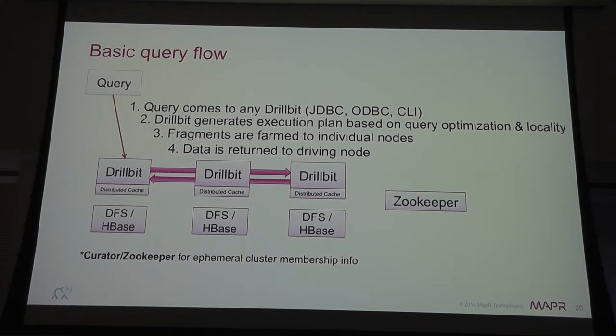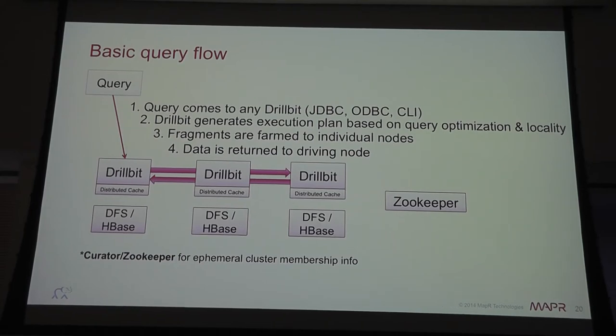Is the query going to a particular drill bit, or is there a load balancer in front of there? Because you probably have this problem. Your connection, in a JDBC format, is literally JDBC colon drill colon ZK for the zookeeper, and then you give it the quorum. And so it uses the zookeeper library to connect to the quorum, and then it finds out who to talk to, right?